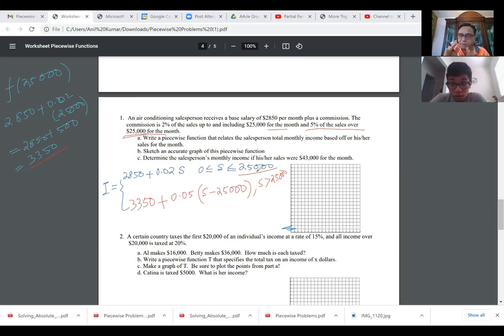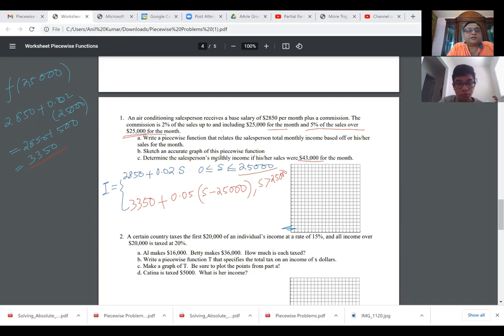Otherwise, I would have been combining the two equations. I did not do that. I calculated the minimum value which we earn in the first 25,000 sales. And then on top of it, whatever was earned, on that value only 5% commission was given. And therefore, that becomes the equation. Does it make sense? Okay. Perfect. So now we have to calculate one particular value: determine the salesperson's monthly income if his or her sales is this much, right? So let's do that part also.